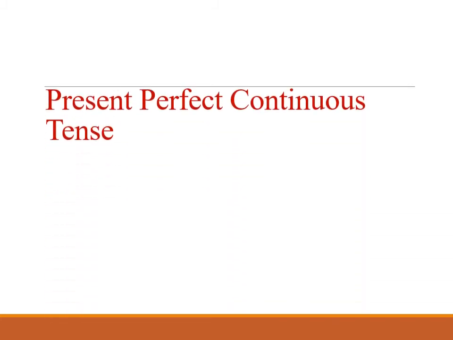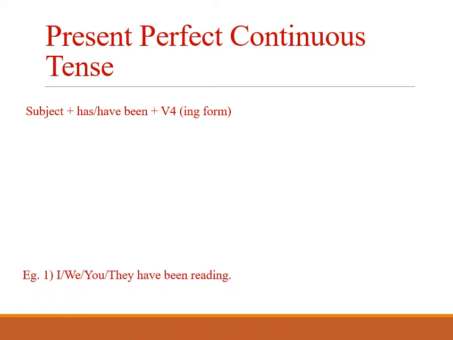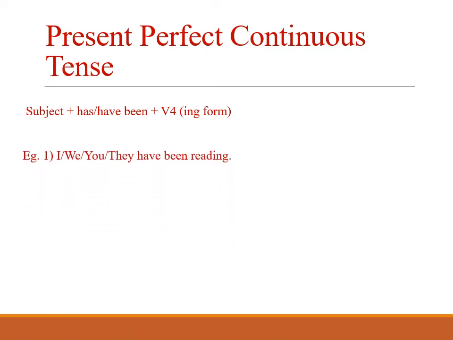Now coming to present perfect continuous tense. Here again you have to remember this line, children. I am always giving you, after writing the tense, the first line is what you have to keep in mind. Subject plus has, have plus been plus verb fourth form, that is the ing form. Has, have and been is very important. I have been reading. He has been reading.